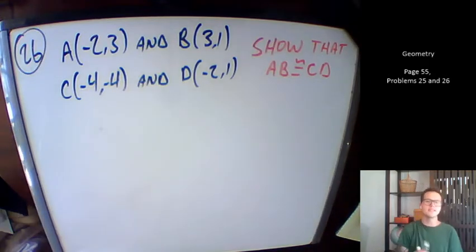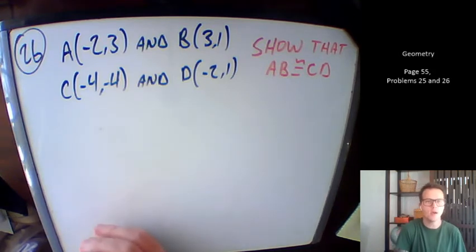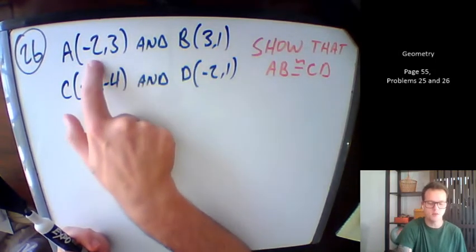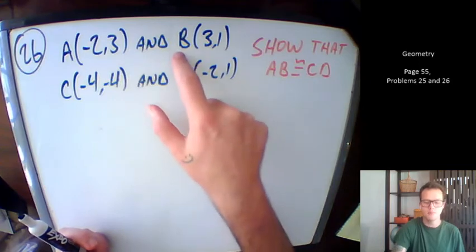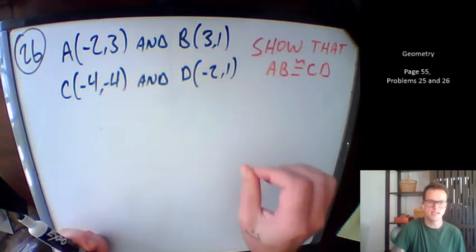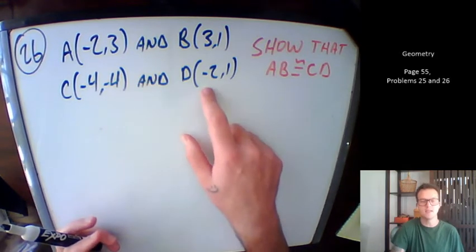Okay, here's number 26. I didn't draw the picture, but I took away the important pieces of it, the pieces that we need. So I looked at this line segment AB, and I wrote down the endpoints. So A is at -2, 3, and B is at 3, 1. Those are the important things about this line segment. And I did the same thing with CD. C is at -4, -4. D is at -2, 1.